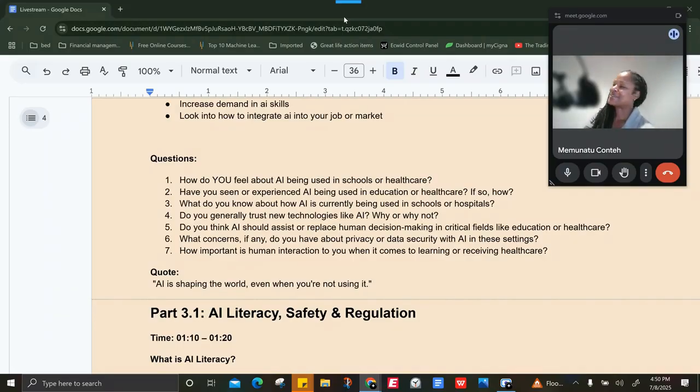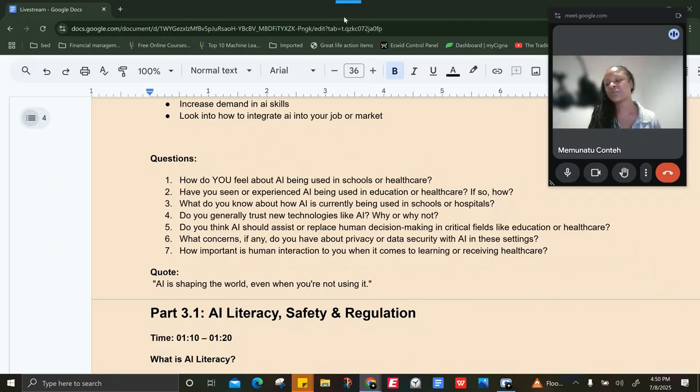How important is human interaction to you when it comes to learning or receiving healthcare? Does it matter to you? Are you fine with doing telehealth all your life? Are you fine with learning and receiving information all your life through the internet or the computer? Or do you work better learning in person where somebody's showing you something? Or do you prefer that your doctor actually checks your blood pressure and your doctor is actually there to see you physically? How important is that to you?